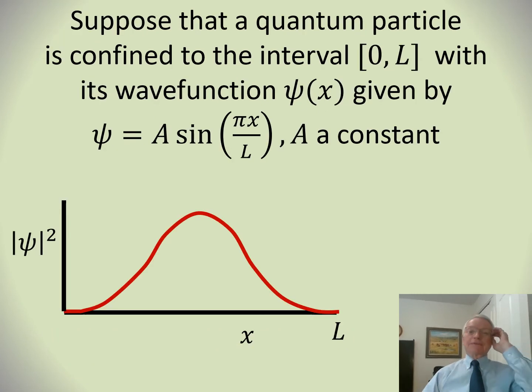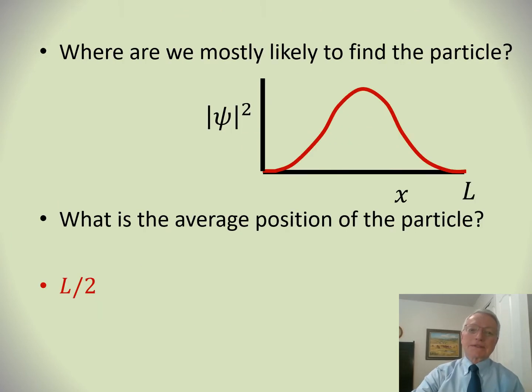So here's kind of a simple dumb example. Suppose that a quantum particle is confined to the interval 0 to L, and that its wave function psi of x is given by a constant times sine of pi x over L, built so that it goes to 0 at both 0 and L. To turn that into a probability density, you have to square it, and I have tried to sketch what psi squared looks like, pretty badly. And that's what the probability density of finding that particle between 0 and L is.